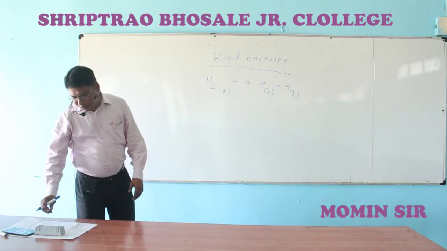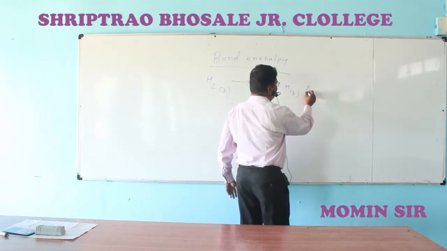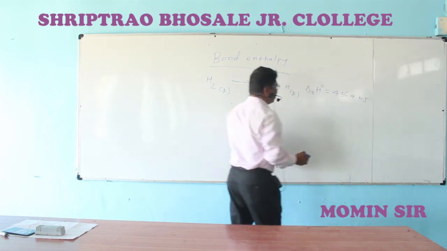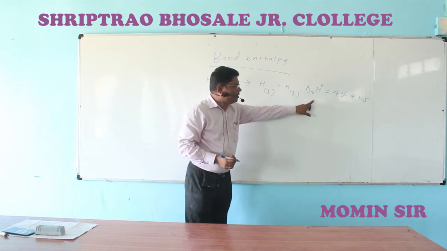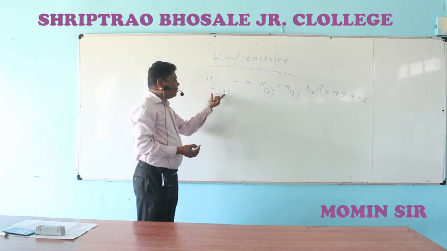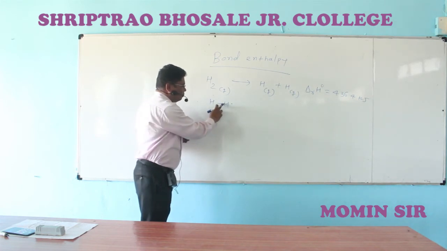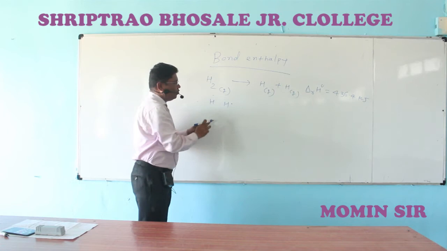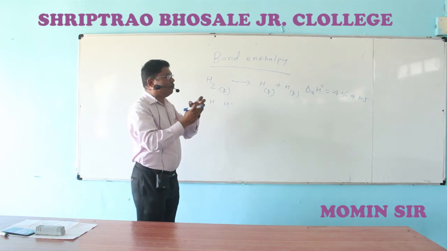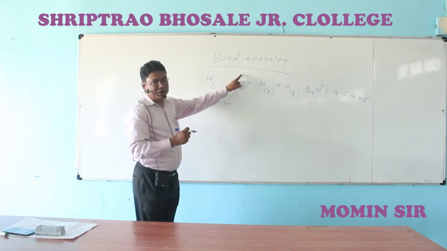So what amount of heat is required? That is 436.4 kilojoule. That means the standard enthalpy change for the reaction in which bond breaking takes place in the hydrogen molecule to form 2 atoms of hydrogen gas. 436.4 kilojoule of heat is required. So this is called bond enthalpy.